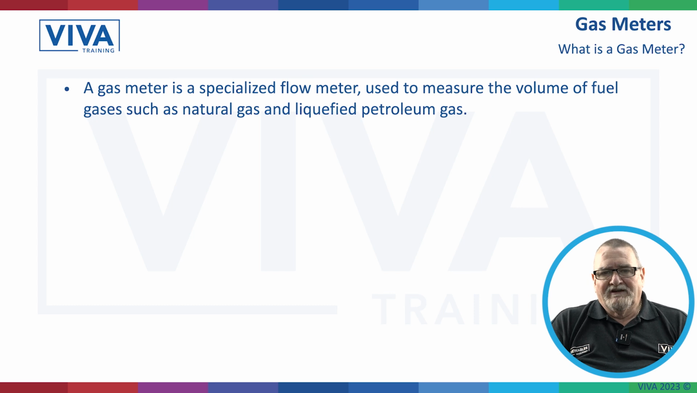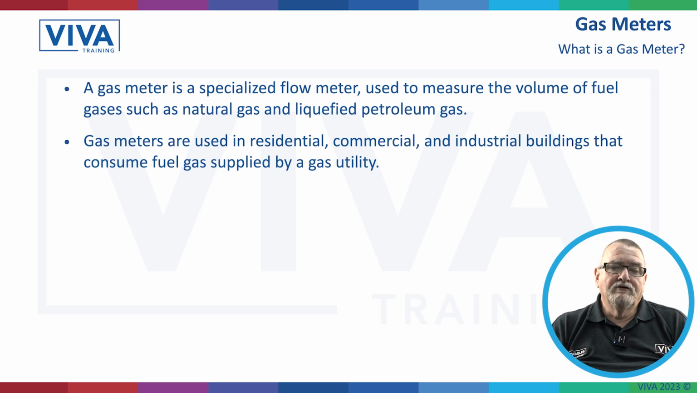So what is a gas meter? It's a specialised flow meter. It's measuring the volume of fuel gas used, such as natural gas and LPG, liquid petroleum gas. So we've got to charge customers for gas, so we need to know how much gas they're using. It tends to be used in residential, commercial, industrial buildings that consume fuel gas supplied by a gas utility.